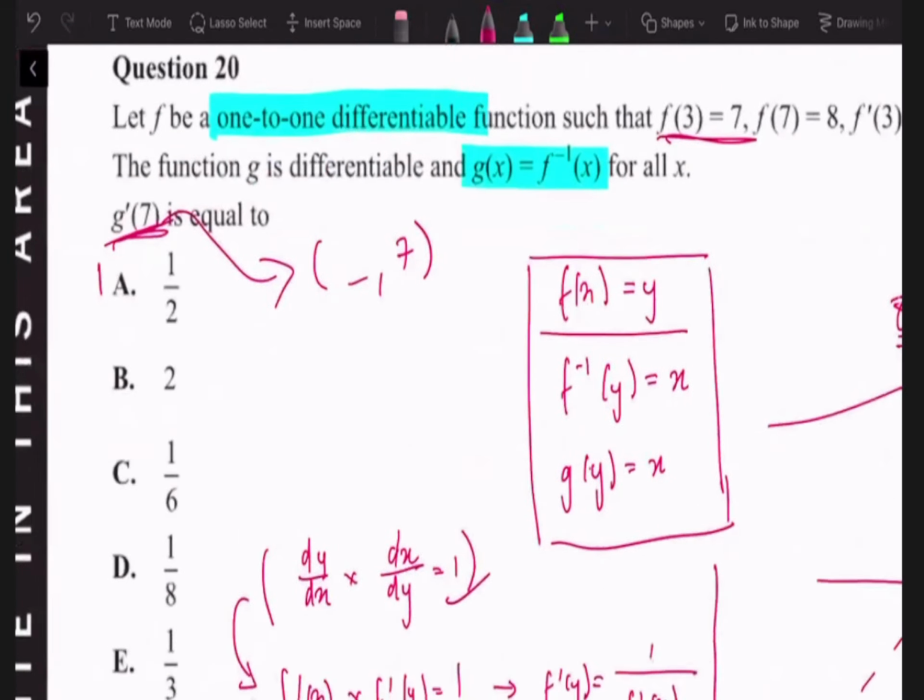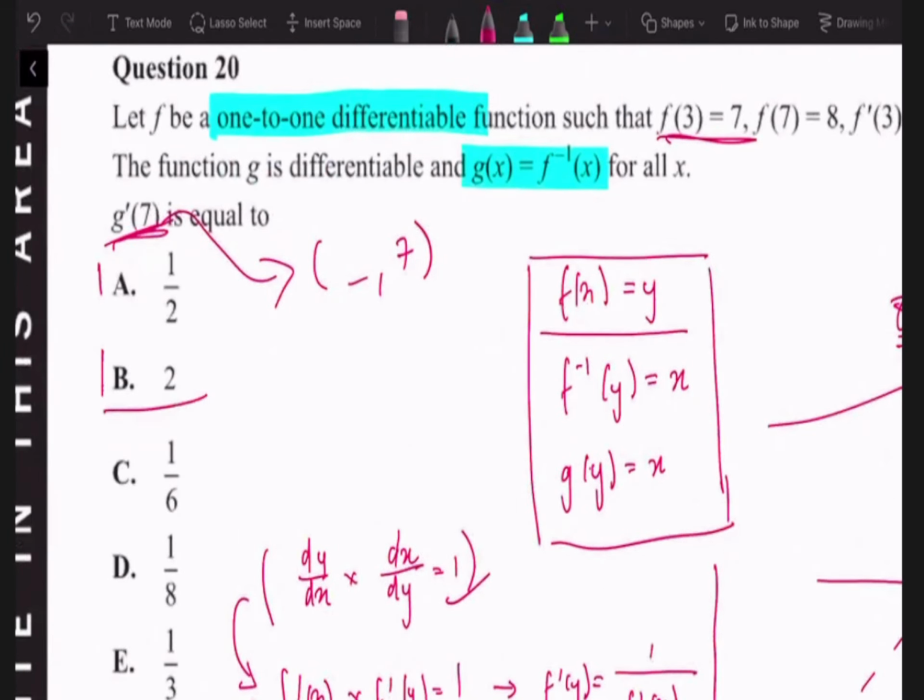And you don't take 2, because that would be f dash 3, but you take 1 on 2, because you can tell, just graphing it, that it's still going to be positive, but it's not going to be anything steeper.